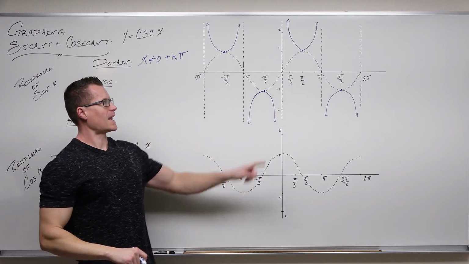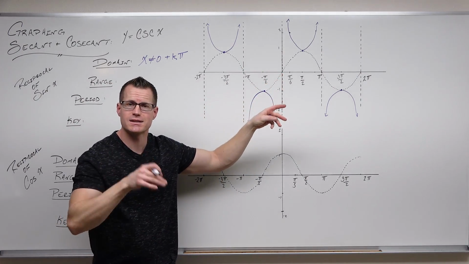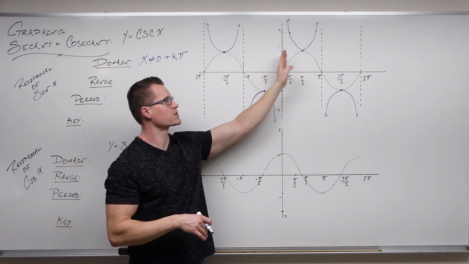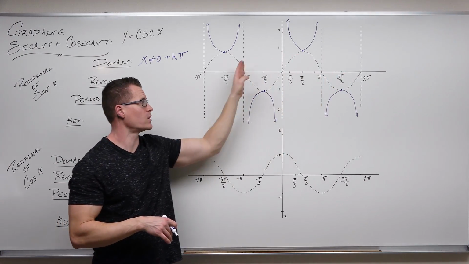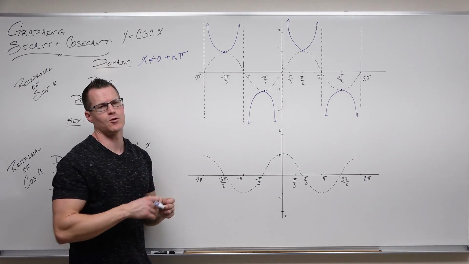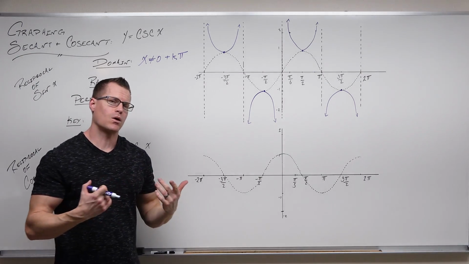That's what that says. We can't have 0. That's a vertical asymptote. It used to be an x-intercept for sine. Now we reciprocate it, we get a vertical asymptote. 0 or +1 pi or +2 pi or -1 pi or -2 pi. All of those are vertical asymptotes because they came from x-intercepts. That should make sense.